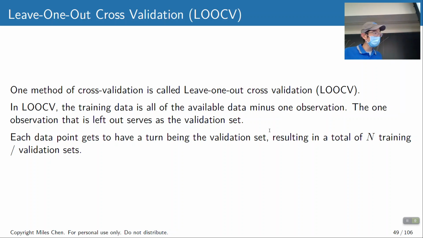So in leave one out cross-validation, the training data is basically all of your available data, and you subtract off one observation. You leave one observation out, okay? And that one observation is going to serve as your validation set. You do this for every observation in your data, so each gets one turn at being the validation point. You're going to have n different training and validation sets, and that will give you your leave one out cross-validation score for whatever model you're fitting.